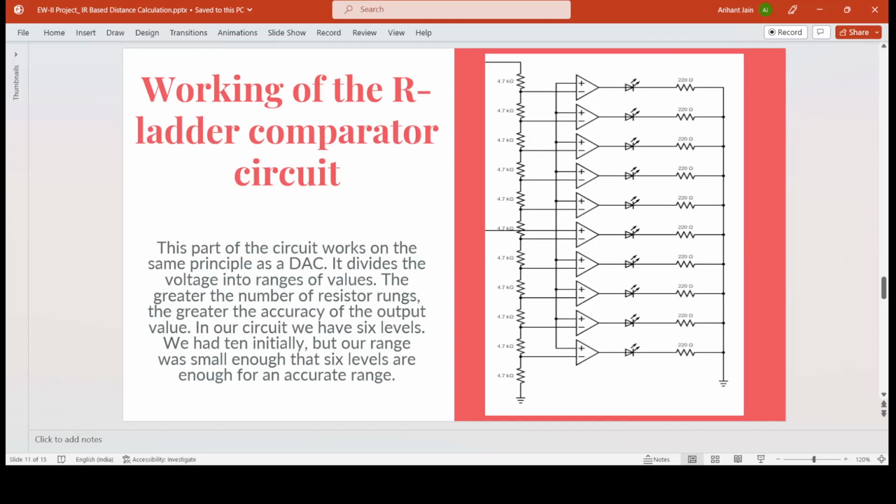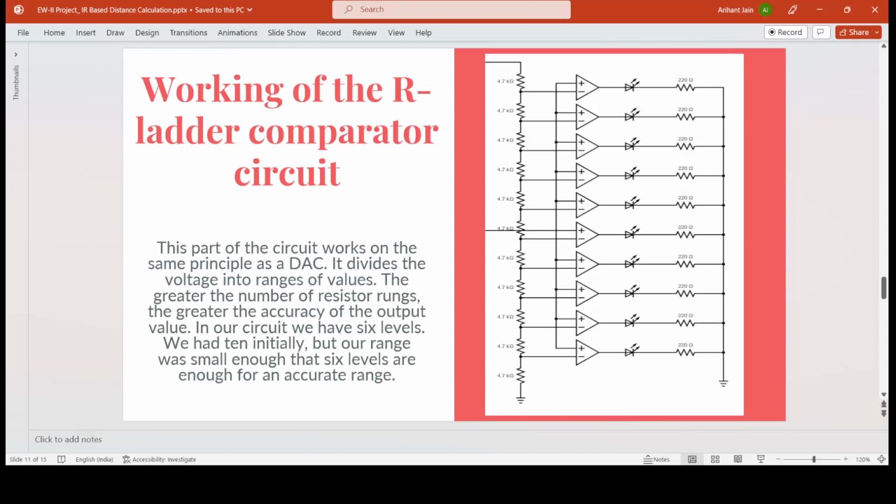So the working of the R ladder is that there will be a reference voltage at each negative terminal of the op amp, and the positive terminal will get the incoming voltage from the receiver. Based on the working of the op amp, there will be cases when the LEDs will glow, based on the voltage difference between the positive and negative terminals of the op amp, and sometimes they will not glow, based on similar voltage levels. So when the LEDs are glowing, we get an approximate distance at which the object is lying, and based on those ranges, we can calculate a rough distance of the object.